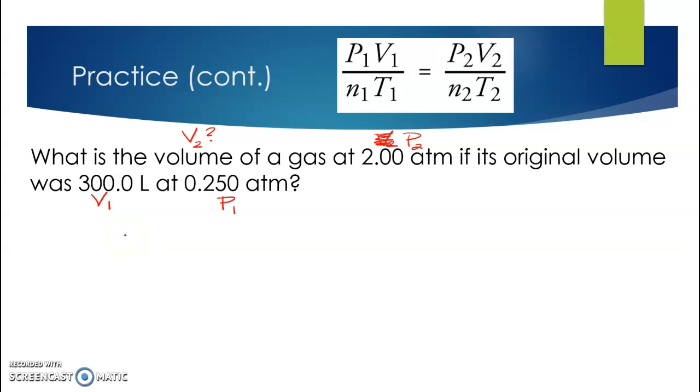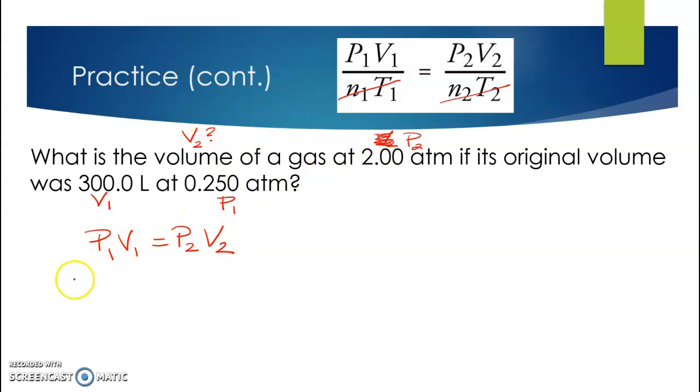Now you might be thinking, well, what about N and what about T? What about all of those other things? The nice thing about the combined gas law is that if a variable doesn't change, if the temperature stays the same and the amount of moles stays the same, which is pretty typical, you can cancel them out completely, because they're going to divide out in the end anyway. That simplifies our current problem to P1V1 equals P2V2. So now all I have to do is plug in those values.